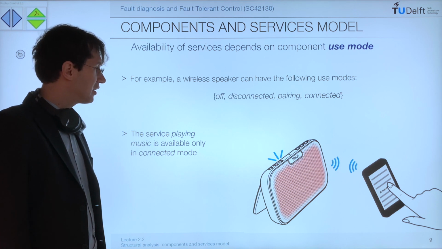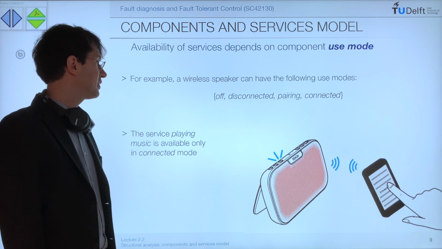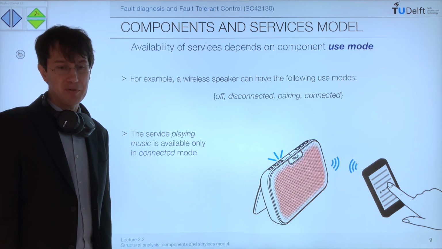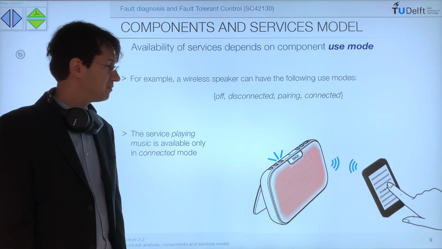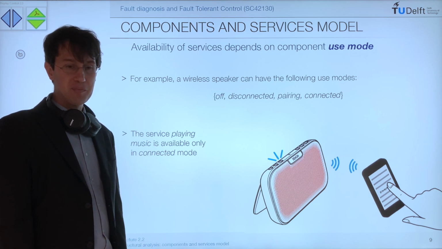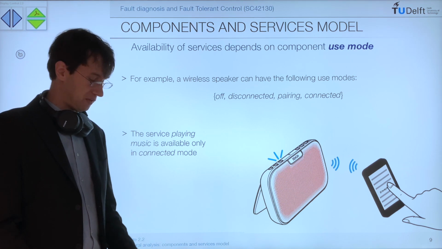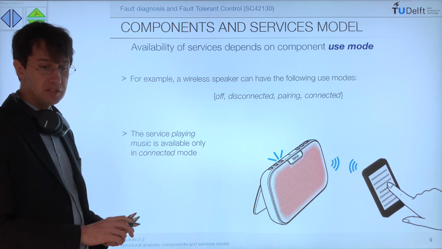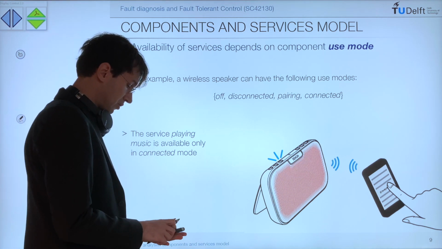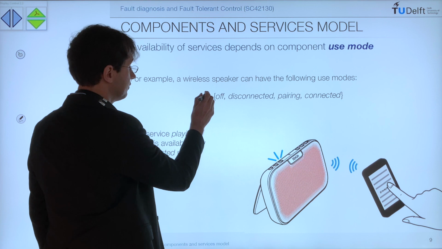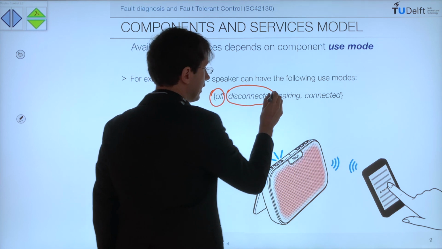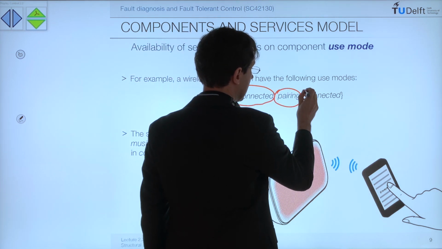So you can maybe already suspect that what we show here is related to one of the things we introduced in previous lectures, the finite state machine. Indeed, the behavior of the wireless speaker can be described by a finite state machine. Each of the use modes is represented by a state. So we have off, we have disconnected, we have pairing, and we have connected.